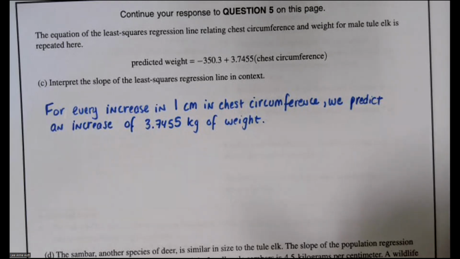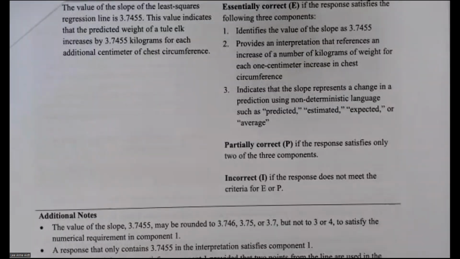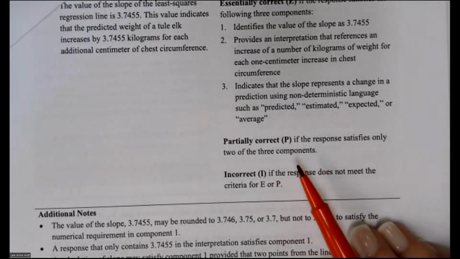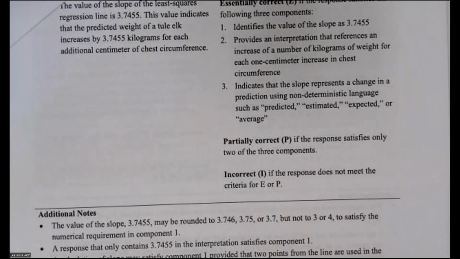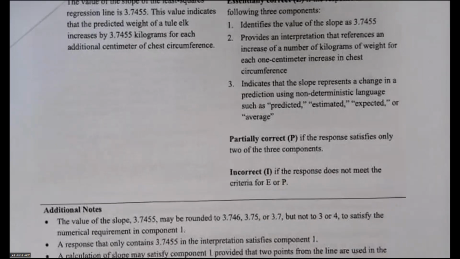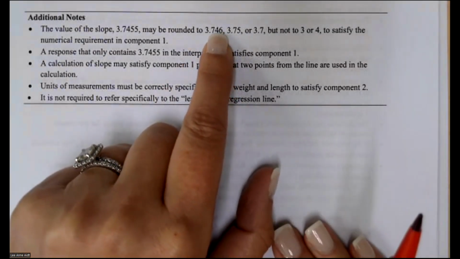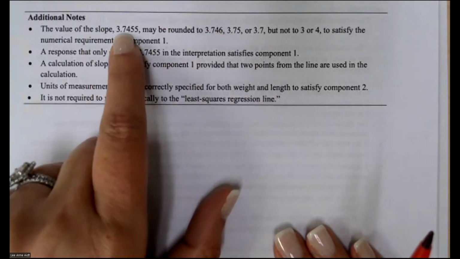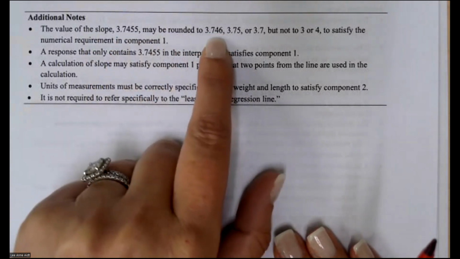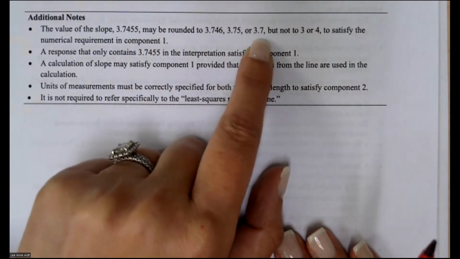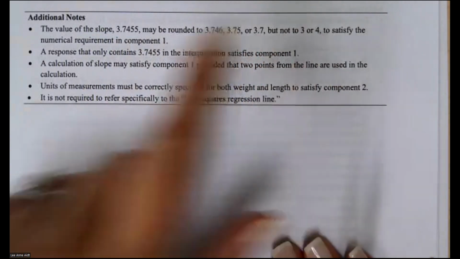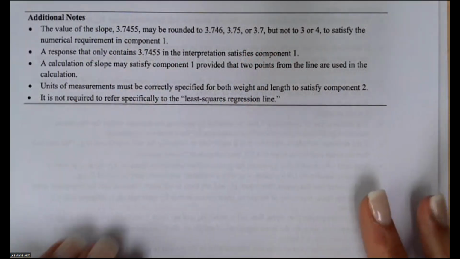So, were you correct? Okay, cool. So we gained 2 out of 3 is partial. 2 of the 3 is partial. Anything else is an I. Can't believe I forgot about the word. Just to make you feel better, for David's question earlier, here's why they don't care. It says the value of the slope may be rounded to 3.746, 3.75, or 3.7, but not to 3 or 4. Yeah, that's fair.